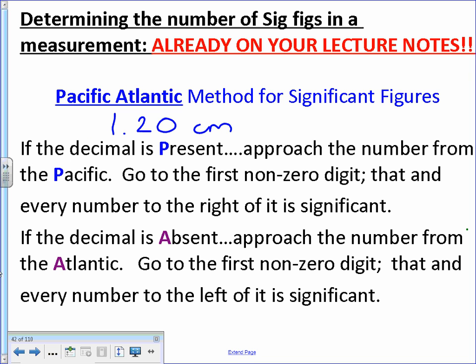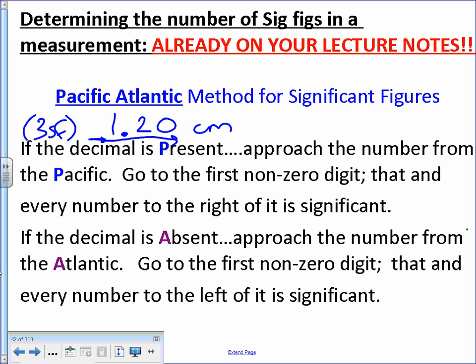So you start counting here at the first non-zero digit. Is this a non-zero digit? Yes. You start counting. Once you start counting, don't stop till you get to the end. So you count 1, 2, 3. There are 3 sig figs in that number. That's because the decimal is present, and that means I'm accurate to the tenth digit, and I estimated the 0. So there are 3 sig figs.